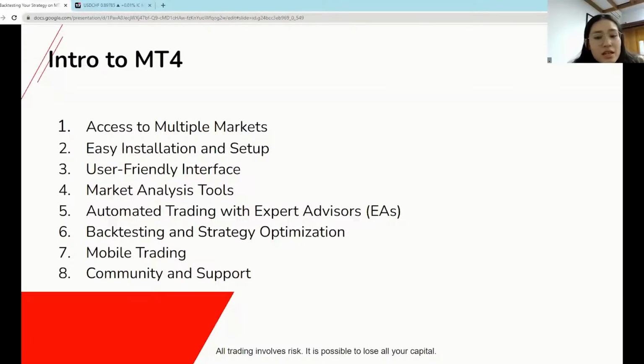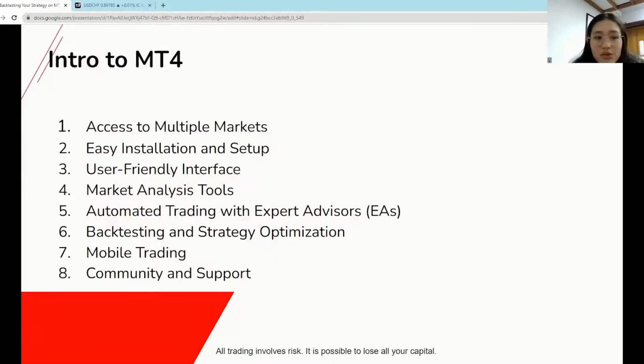MT4 also features an intuitive and user-friendly interface. The platform offers customizable charts, real-time quotes, and a variety of technical indicators and drawing tools to help you analyze the markets effectively. Next, MT4 also provides a wide range of analytical tools. These include built-in technical indicators, such as moving averages, MACD, RSI, and so on, charting capabilities, and the ability to create custom indicators. These tools can help you in identifying trends, patterns, and potential entry and exit points.